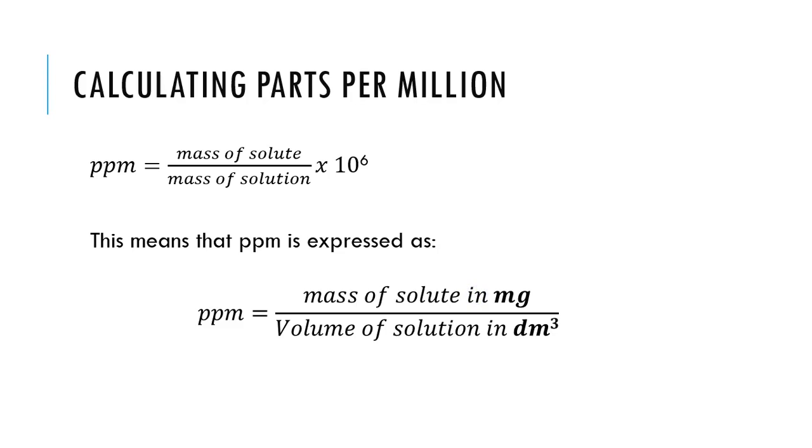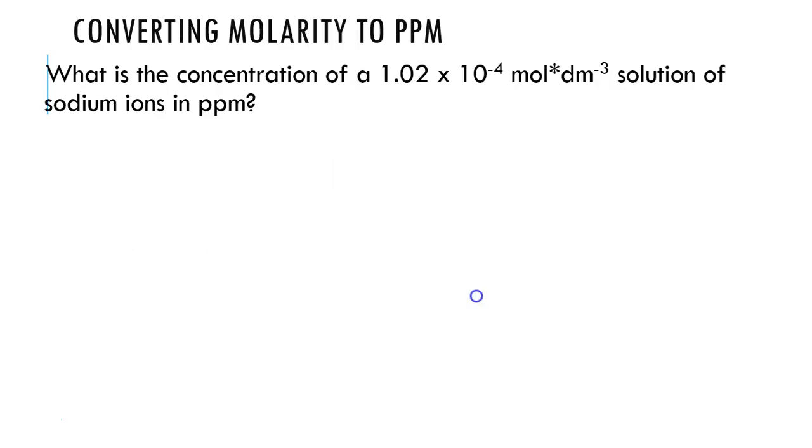All right, so since biological oxygen demand is in parts per million, it's important that you know how to calculate parts per million. To do this, we just have to take the mass of the solute divided by the mass of the solution and multiply it by 10 to the 6th. So parts per million can be expressed as the mass of solute in milligrams divided by the volume of solution in liters.